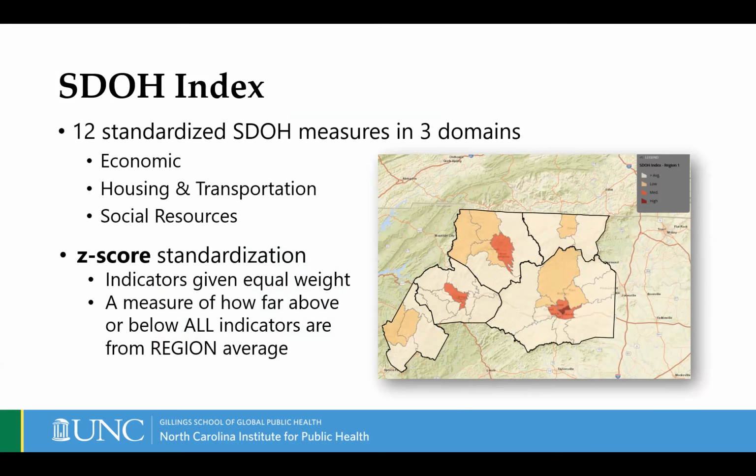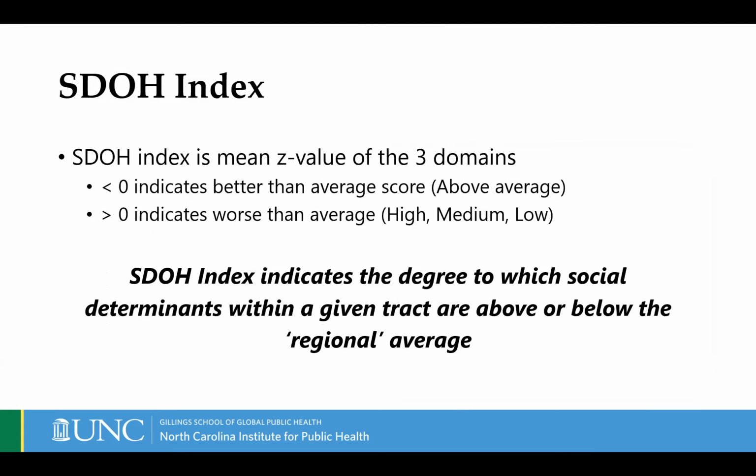from the region average. In the example shown on the screen here, the darkest red indicates tracts which on average have the highest SDOH values when compared to the entire 5-county high country region. So these are high poverty, high unemployment, or high percentage of households with single parents. The only variable where this is reversed is median household income. To reiterate, the Social Determinant of Health Index is the mean z-value of all 3 domains.